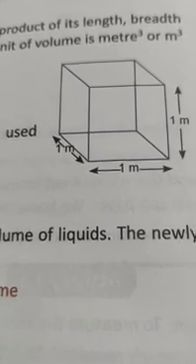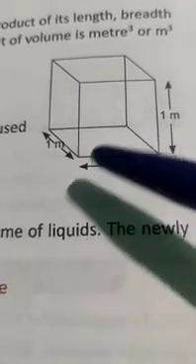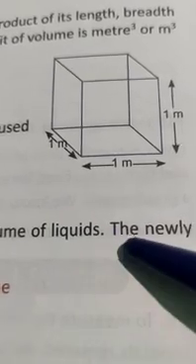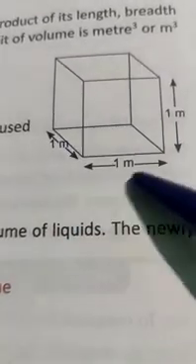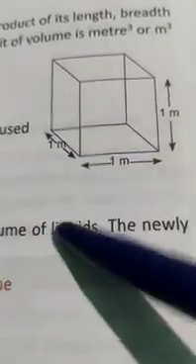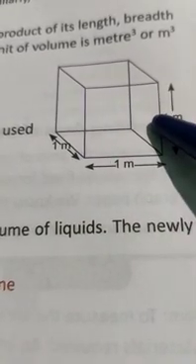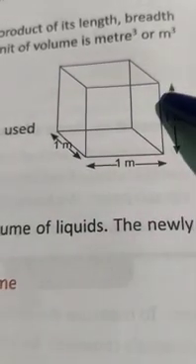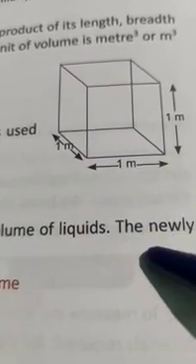So volume means the amount of space occupied by a three-dimensional object is called its volume. That means length, breadth and height. It is a cuboid figure. So, volume of a cube: this is a cube, length is 1, breadth is 1 and height is 1. Volume of cube is length into breadth into height, that means 1 meter multiplied by 1 meter multiplied by 1 meter, that is 1 meter cube. So this is the volume of a cube.